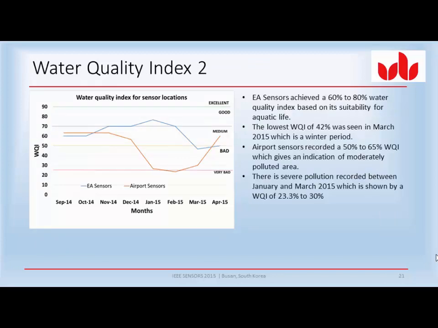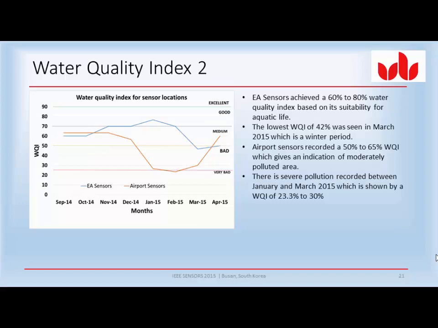So what we did was calculate the water quality index from all of our data for both of these sensors. You can see the blue one is the Environment Agency sensor, the red is from the airport sensor, and also marked on the graph are the ranges that we would like. Of course, the water is never excellent because there's a lot of pollution coming in, and because it's surface lake water, we are not expecting it to be very, very clean.